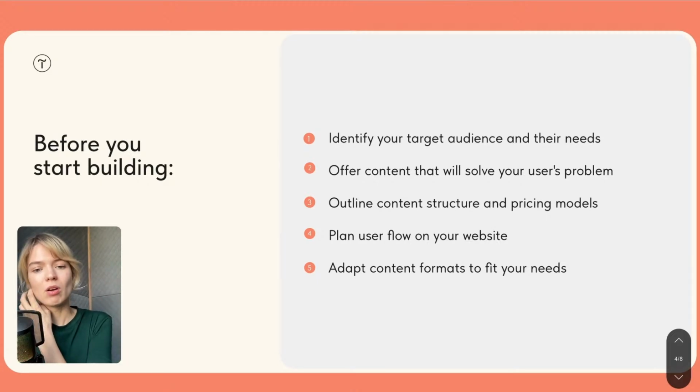Next, you need to think of outlining content structure and pricing models. If you have different pricing models, if you have a pricing strategy, then you need to think about it before you actually start building your website, because this will also make your work so much easier and so much more effective. If you decide what your content structure is, if it's going to be an online course or just separate digital products, etc., and what you charge for this paid content.